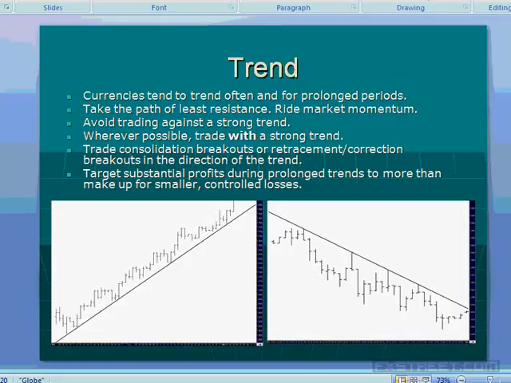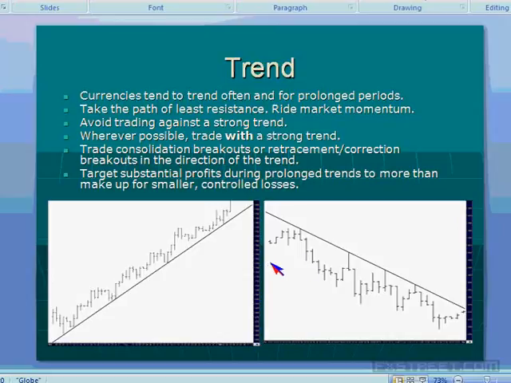So trend, very, very simple. Take a look at this. I'm not gonna beat this to death because I know most of you are familiar with what a trend is. Now, when you talk about the strength and weakness database that I just showed you, basically what I'm talking about is trend and momentum. Okay, so you want to take the path of least resistance. You want to ride the market momentum. Okay, and this could be whether it's on a longer-term basis, a medium-term basis, or a very short-term basis. You're looking to take the path of least resistance.